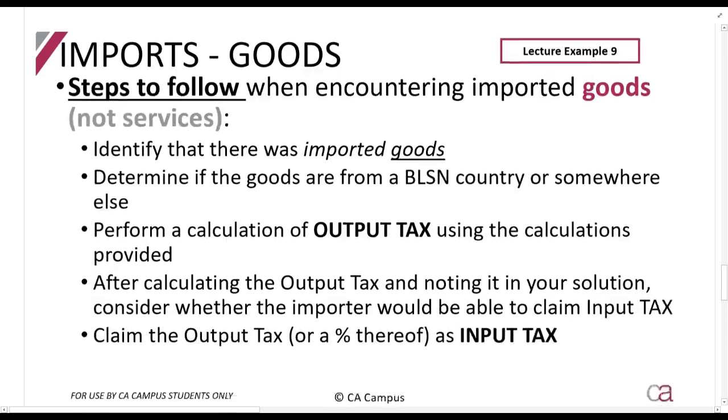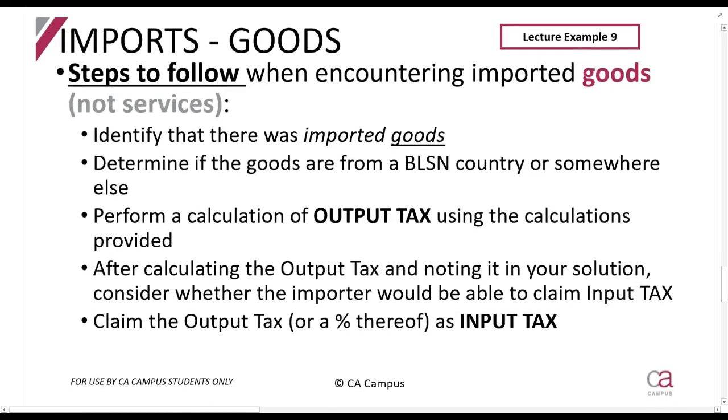Right, so guys, here are the steps if you are importing goods. This is just to help you with answering questions. It's only when you're importing goods. It says, first identify that it was goods and not services. Then, is it from a BLSN country or somewhere else? Perform the correct output tax calculation. And then, if you are able to claim the input tax, then you can claim that same amount back. And you'll see this in lecture example number 9.